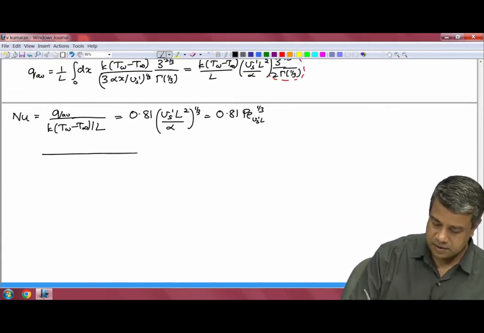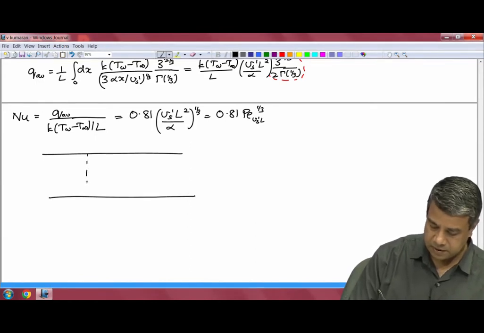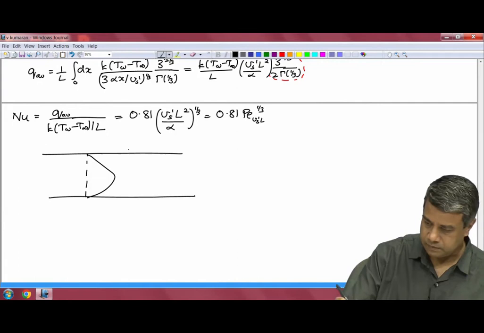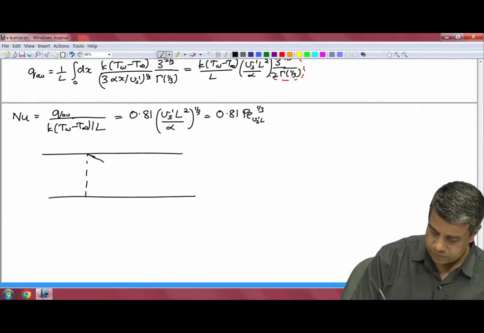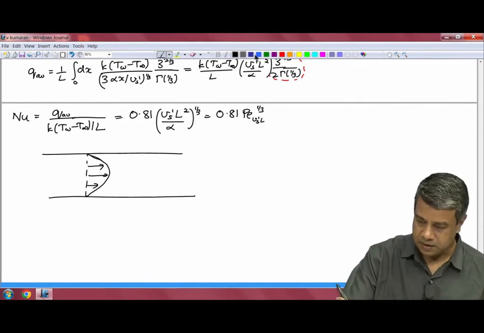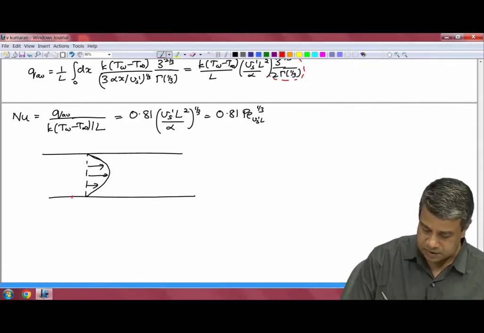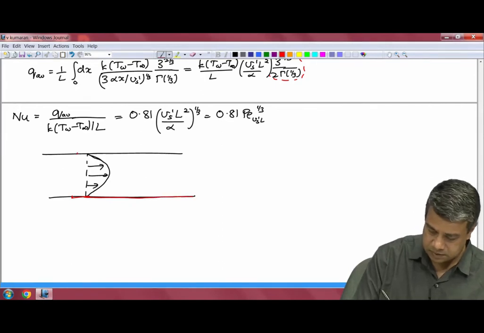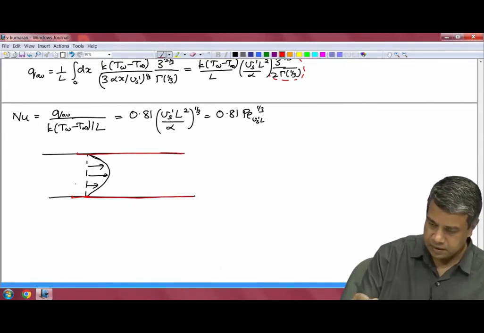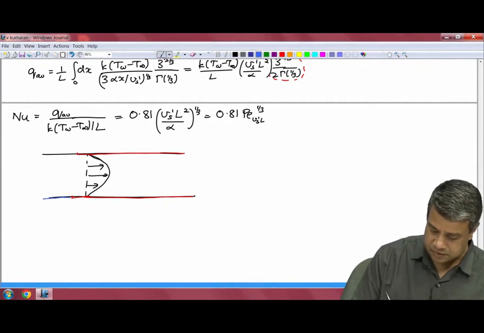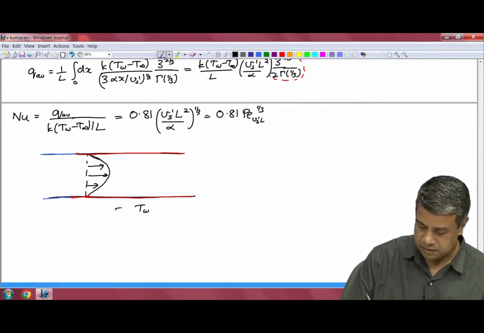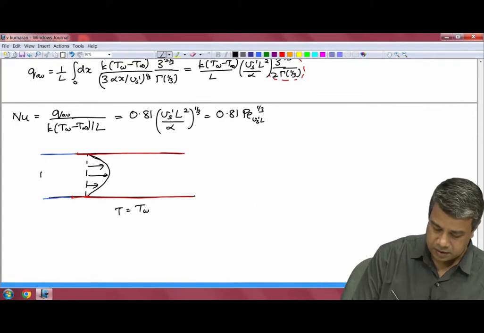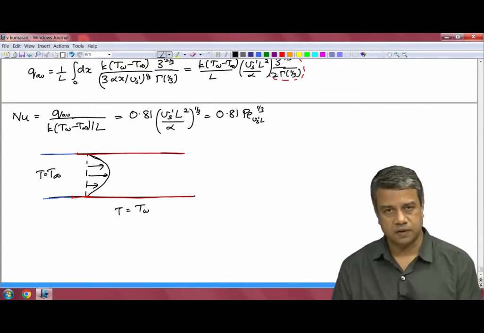We had done the same thing for a pipe flow, for a parabolic profile, wherein there is a heated section of the pipe which starts at x is equal to 0. Before that the temperature is T is equal to T infinity, and T is equal to Tw in this heated section. And T is equal to T infinity in the bulk of the fluid.